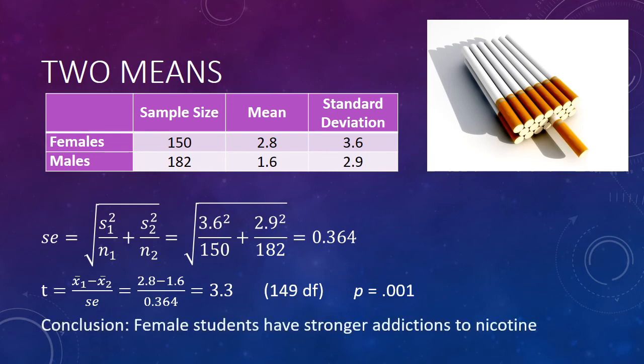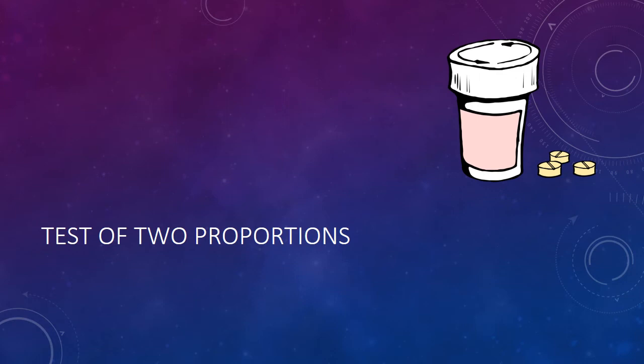Finally, we can also look at the difference between two independent groups when we've measured a nominal variable and are interested in the population proportion instead of the population mean. For example, aspirin may have health benefits beyond just relieving headaches. One study investigated whether aspirin could reduce the risk of heart attacks.